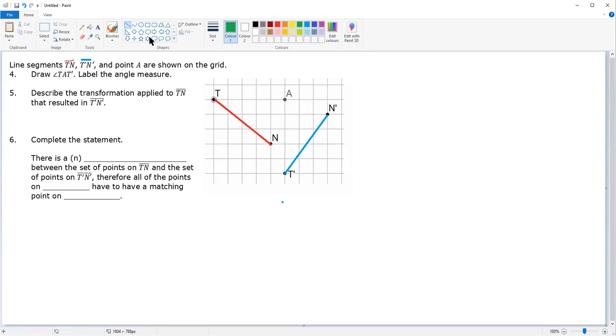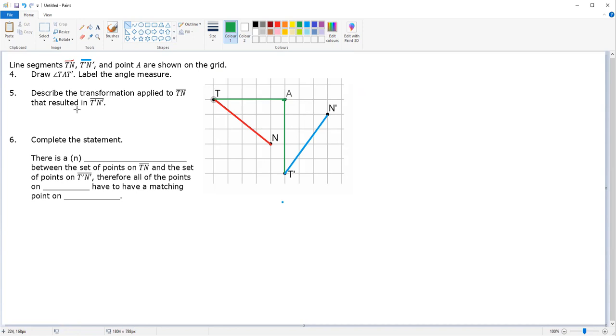Point A is going to be green. Okay, draw T prime. So that's the angle we're going to draw. I want to make that green. Doesn't need to be as fat though. Maybe something like that. That's the angle. It looks like we're going to do a rotation here. I bet that's a 90-degree angle. I'm just guessing though.